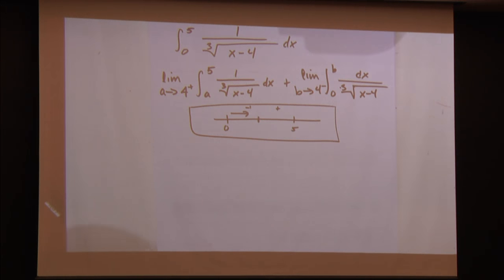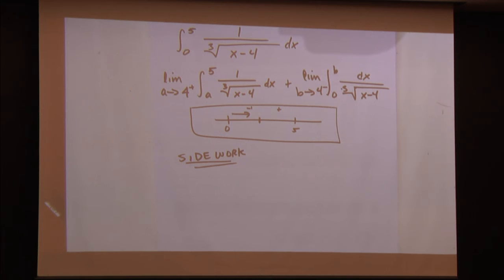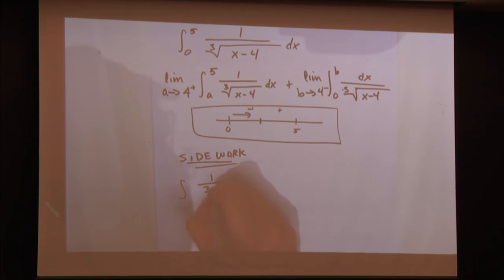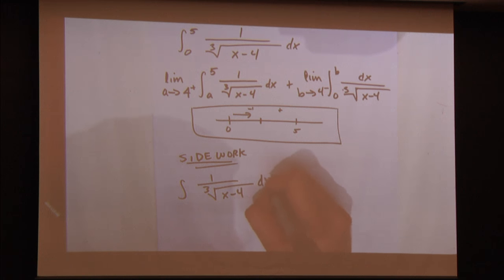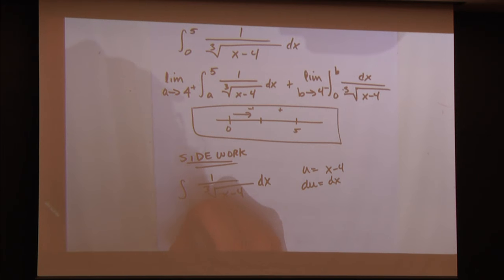But just in case. Okay, I want to take the integral, but I don't want to do it with all the limit stuff going on because that's horrible. So I create a side work side. This is my side work. Don't grade it for notation. And then I just integrate. U sub, u is equal to x minus 4, then du is equal to dx. So this becomes u to the negative 3 du.